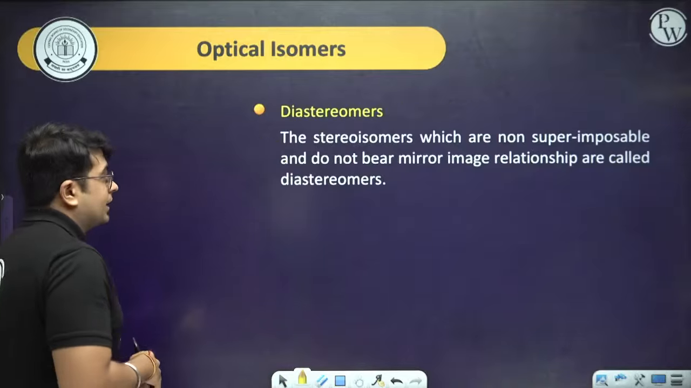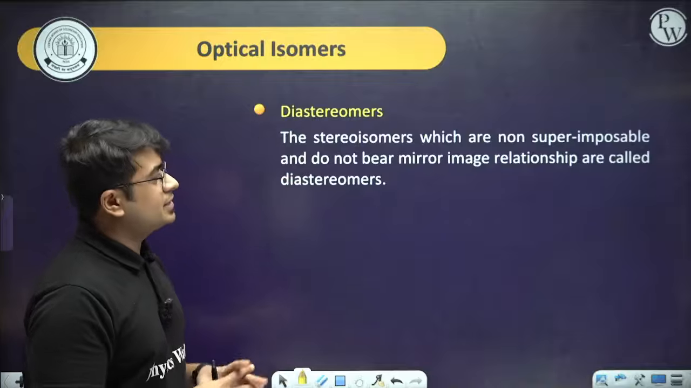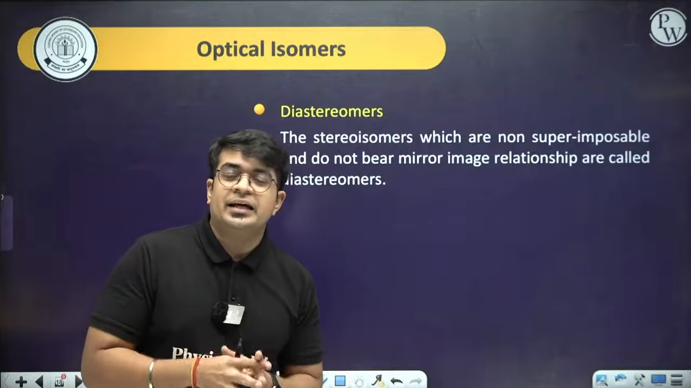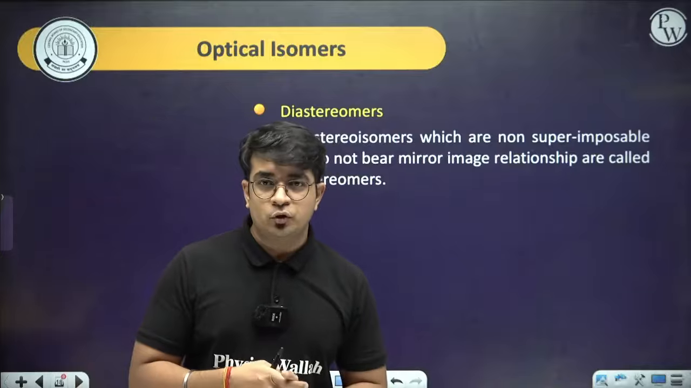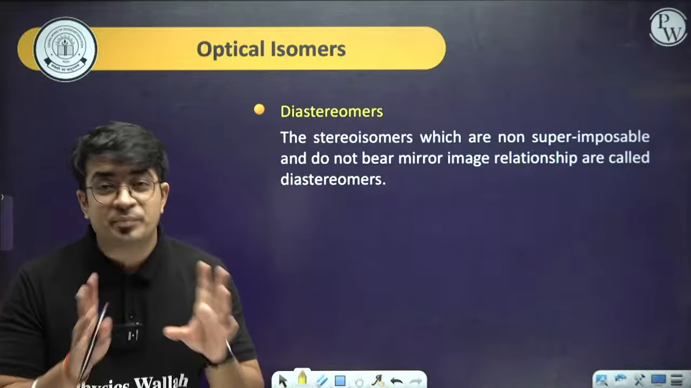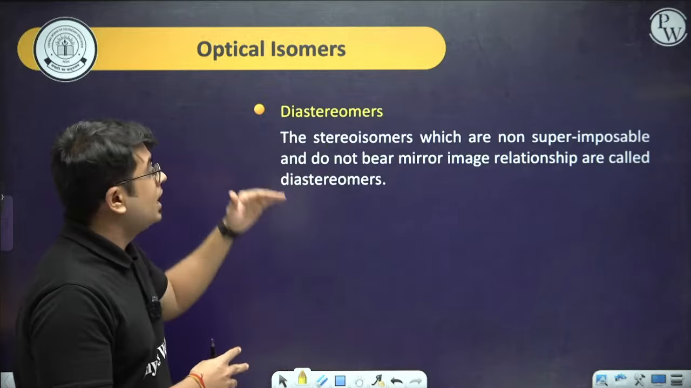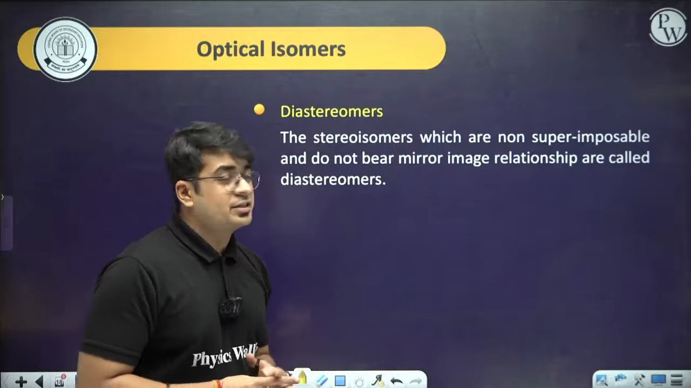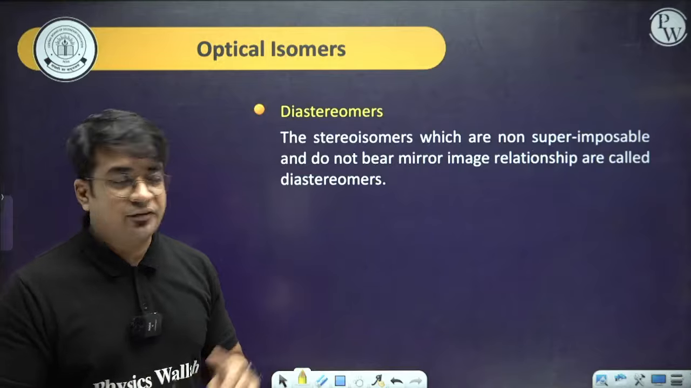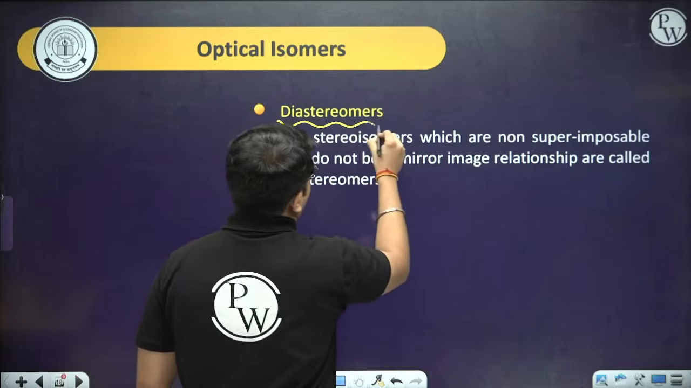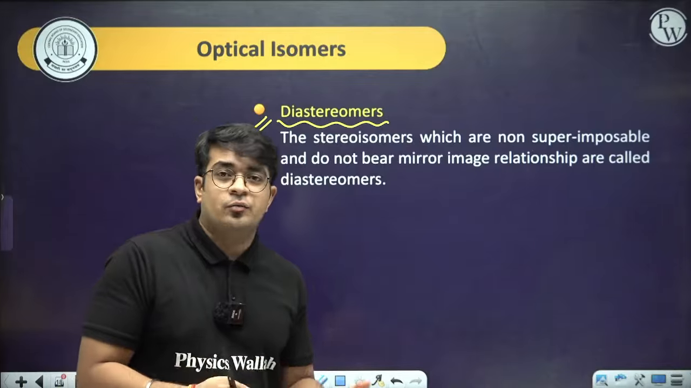Now the next part is diastereomers. These are optically active substances which are non-superimposable, and they are not exactly mirror images of each other. Basically, the stereoisomers which are non-superimposable and do not bear a mirror image relationship, neither mirror images of each other nor superimposable, correspond to diastereomers. So these are entirely different types of arrangements, different types of molecules.